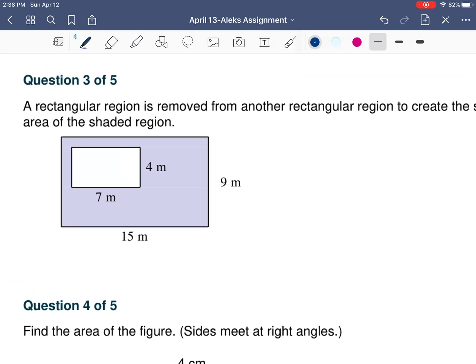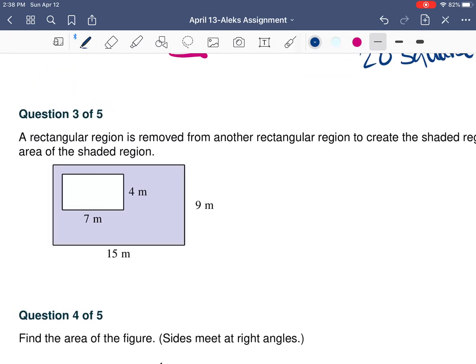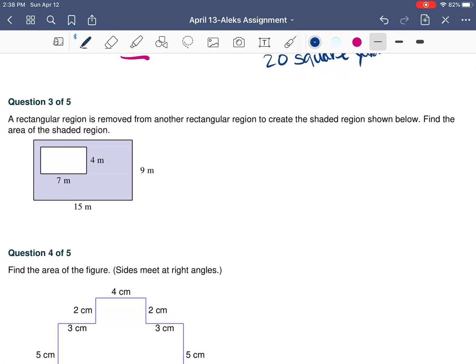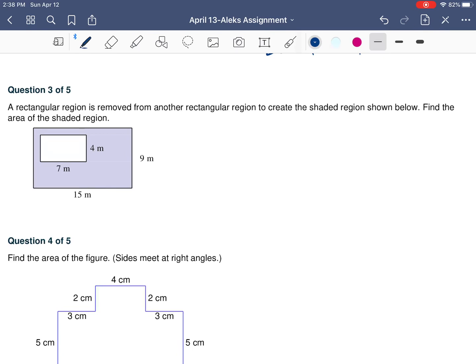Number 3. Let's look at number 3 really quick, and I know you can probably see number 4 down there, but let's just focus on 3 for a minute. It says, a rectangular region is removed from another rectangular region to create the shaded region shown below. Find the area of the shaded region.